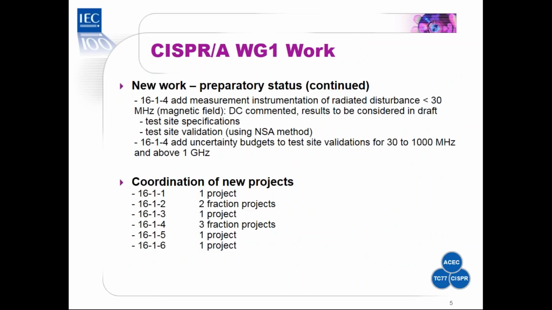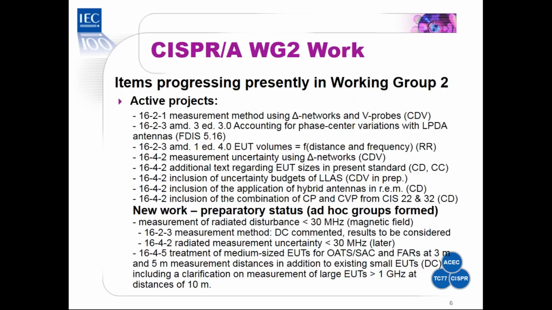And again, I'm just continuing on here. Going on to working group 2, this is the measurement method group. How you use a delta network or a voltage probe, for example, is being worked on. Another thing comes up on the equipment size. Is there a minimum separation distance, depending on equipment size, the width and the height? And the answer is there is, and that's being discussed.